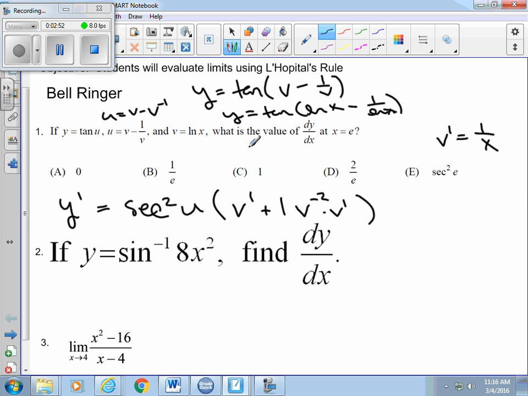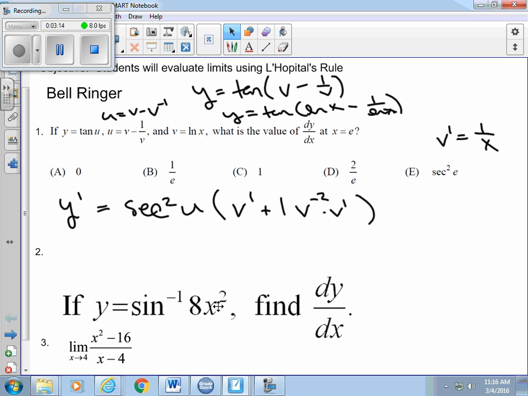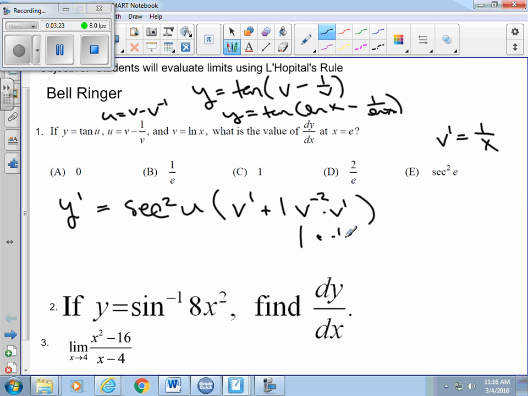Okay, so I could find the natural log. V is the natural log, right? What's the natural log of e? 1. So v at e is 1. 1 to any power is 1. Everyone agree with that? Let me move this out of my way so I have room to write. So this is 1. V prime at e would be 1 over e.